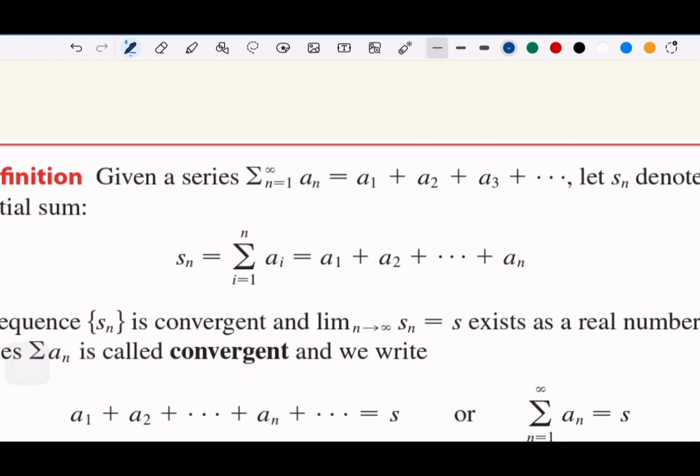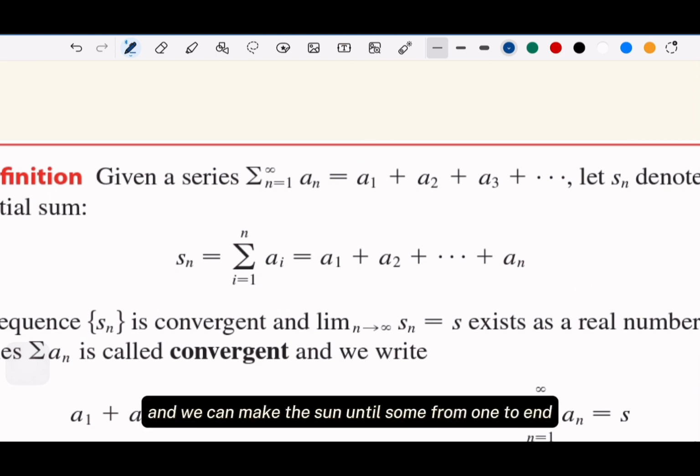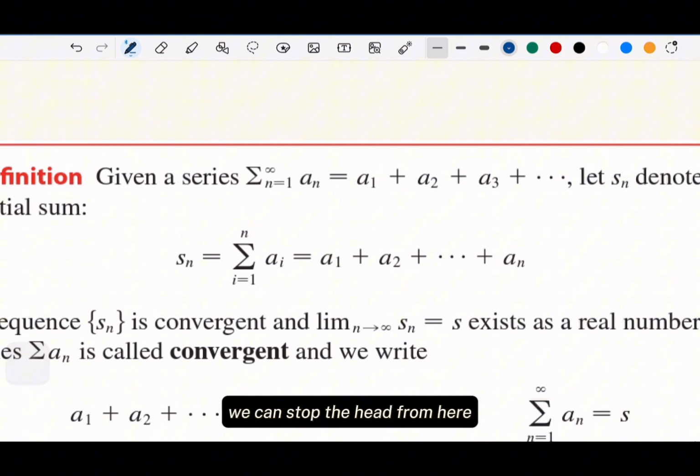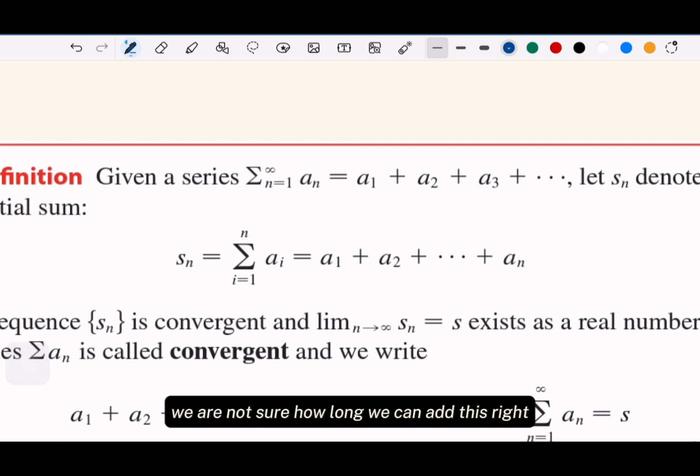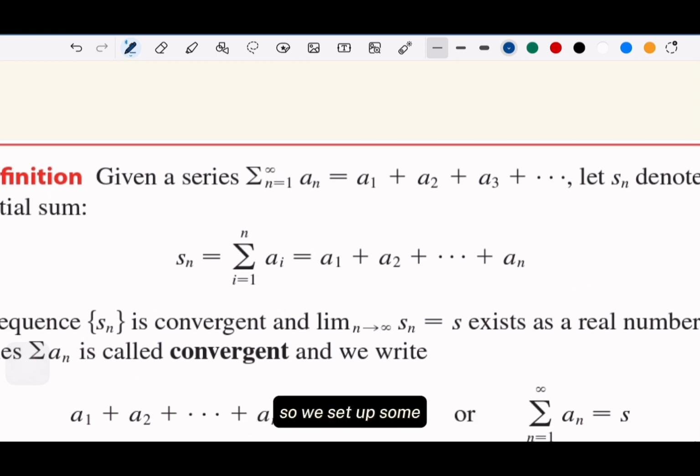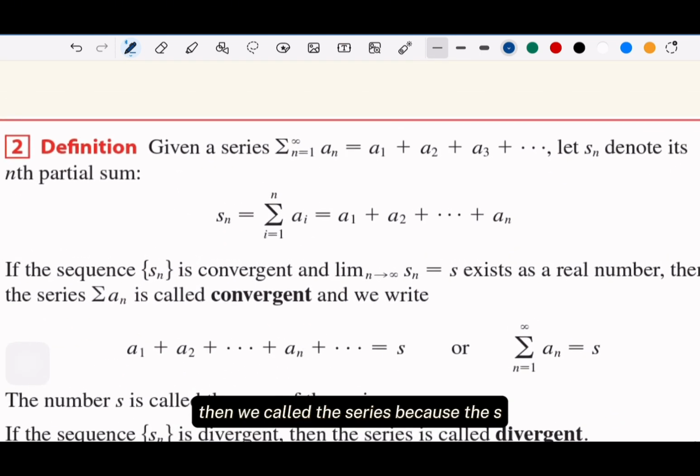But when we did this, we can make the sum from 1 to n, and we can stop n at some point. If we do not do this, we are not sure how long we can add. So we set up these partial sums, and then we can take the limit, because this is another sequence, S1, S2, S3. If this exists as one value, like S, as a real number, then because the partial sums converge, we call the series convergent.